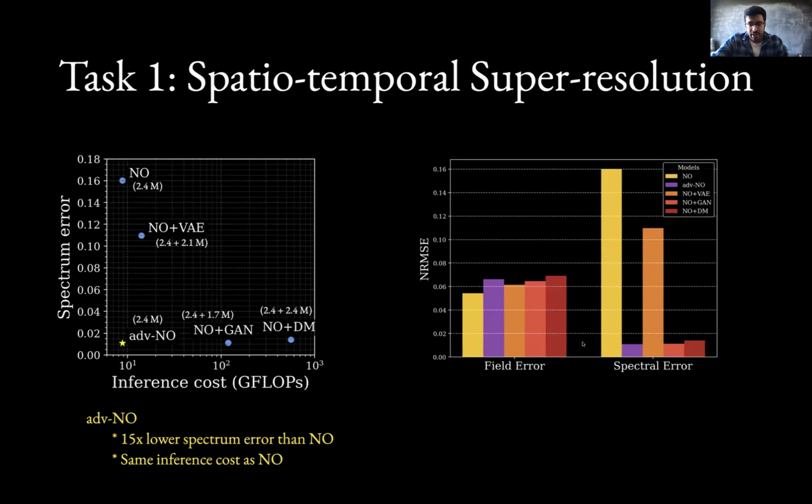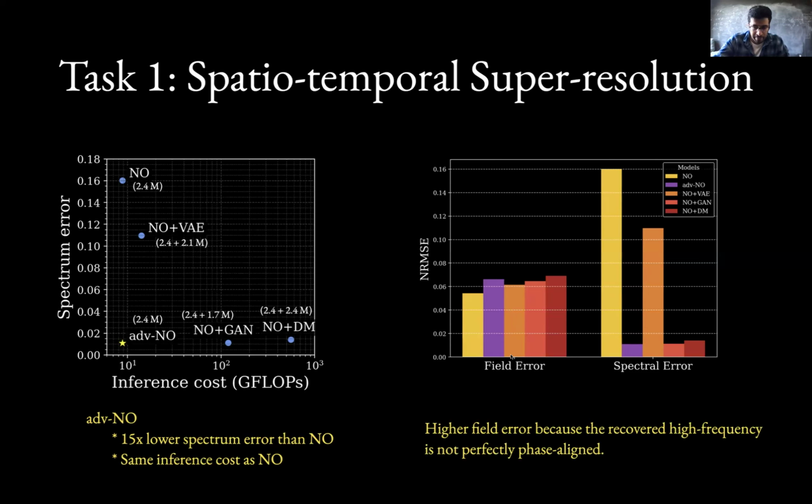So here you see all the other models offer lower spectrum error than the neural operator, but we see that the field error is slightly higher. This is because when we reconstruct these high frequency components, they are not exactly phase aligned. The reconstructed high frequency features are not exactly phase aligned, causing a slight increase in the field error. This has been reported in previous studies, and we also observe a similar trend here.